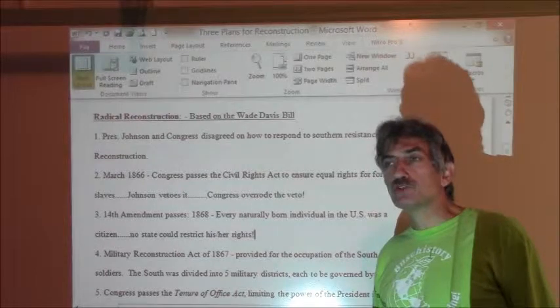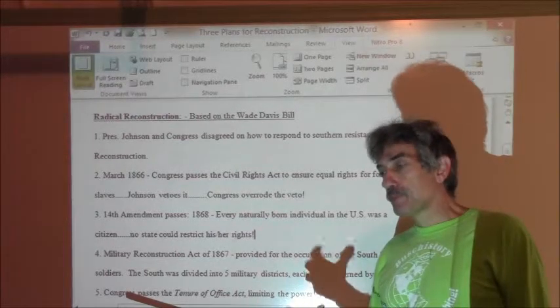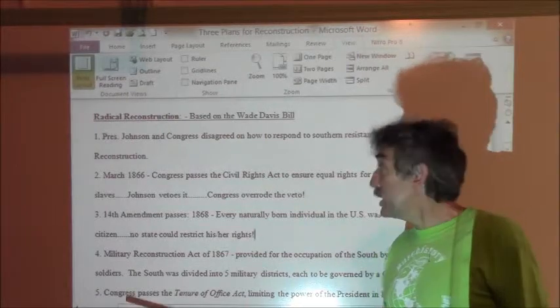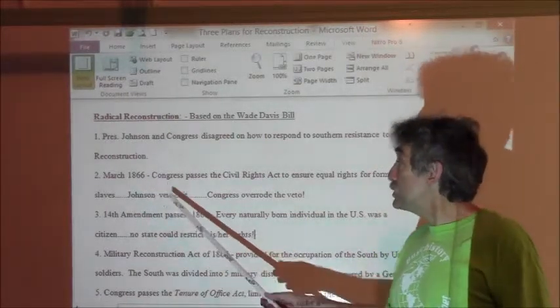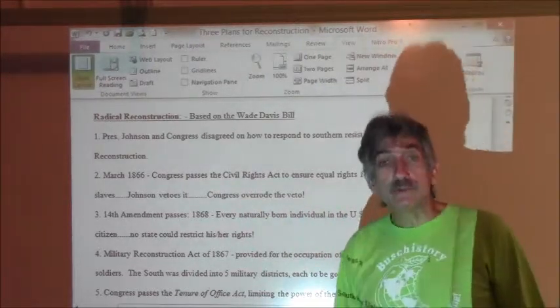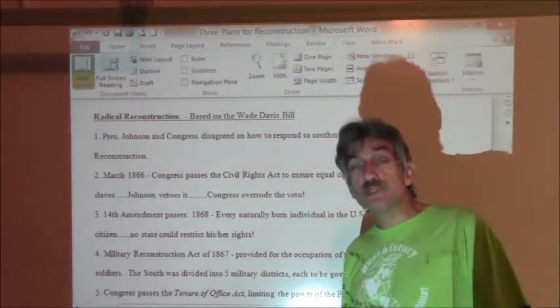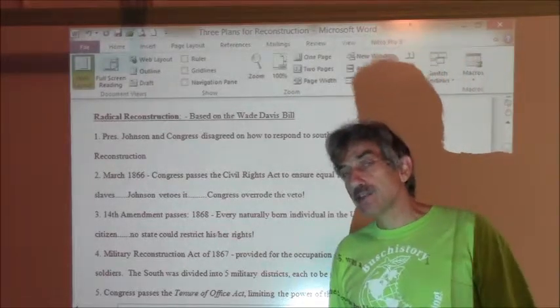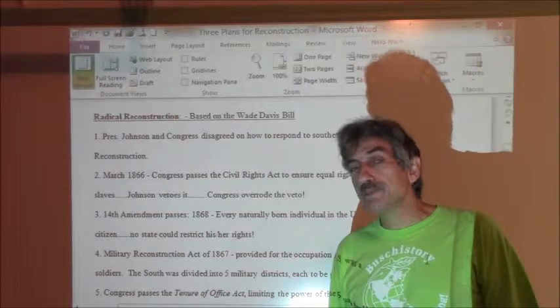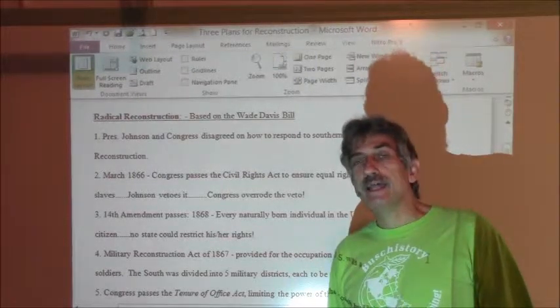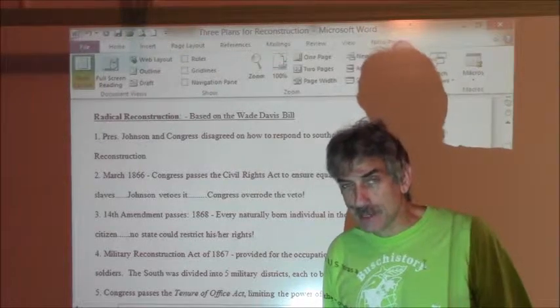Leaders in the South are trying to set up their local governments again based on the old-fashioned Southern ideas. So in March of 1866, Congress passed the Civil Rights Act to ensure equal rights for former slaves. Because what are they trying to do to the former slaves? They're trying to make them tenant farmers and sharecroppers, sign contracts they couldn't read, prohibit them from going places, and prohibit them from property ownership. And that's not going to work for the radicals.